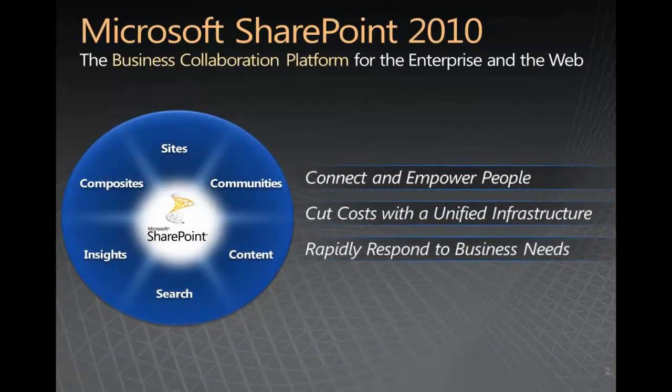So, welcome to the wheel. The 2007 Microsoft SharePoint Pi is gone, and we're now focusing on business needs rather than just technologies. It maps into these 6 workloads here, and we will be covering all of these in a high level of detail. Microsoft is focusing on connecting and empowering people and cutting costs with unified infrastructure. The ability to rapidly respond to business needs through the use of external systems and composites and insights, and we'll cover all of these in detail.